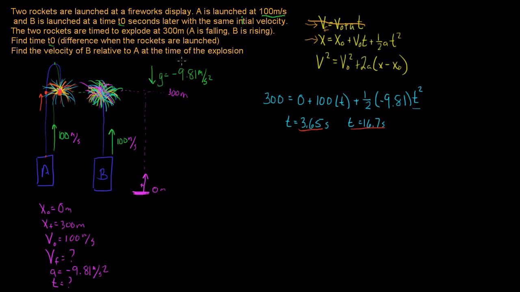But the question's asking to find the time difference of the rockets being launched. So we know it's going to take A 16.7 seconds to come to 300 meters. And we also know that from the ground, because B is being launched with the same initial velocity, it takes 3.65 seconds for B to get up to 300 meters.